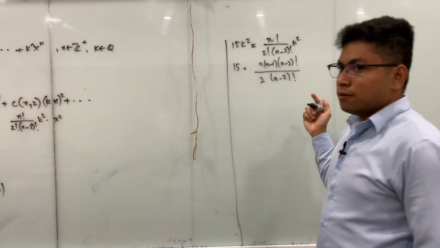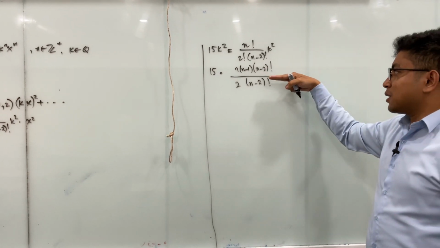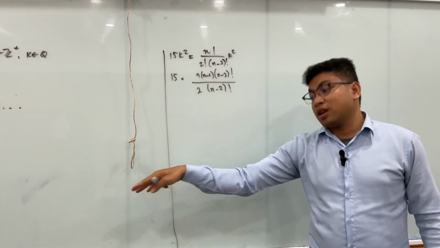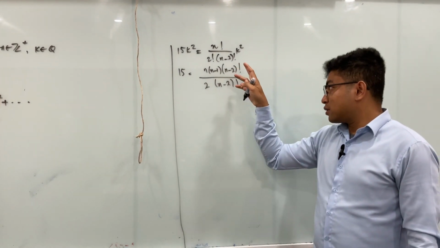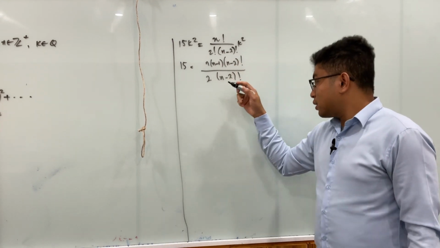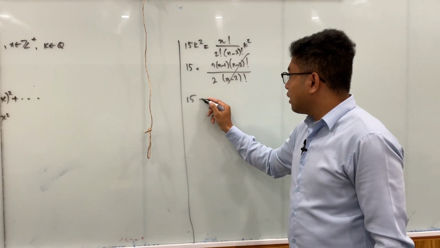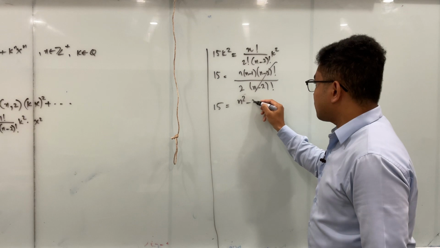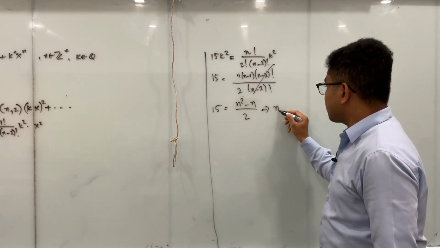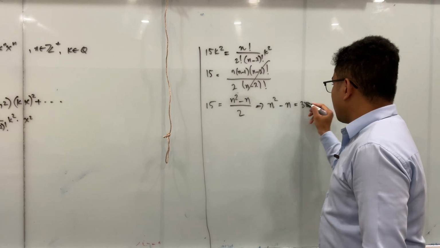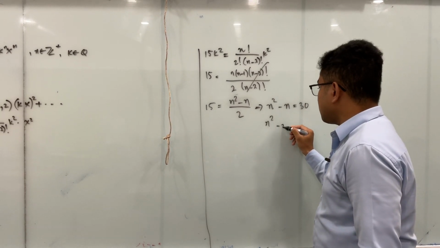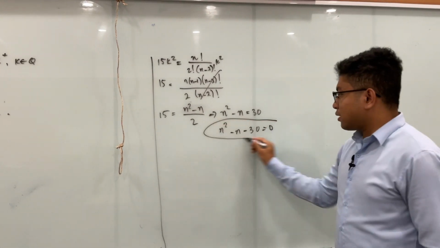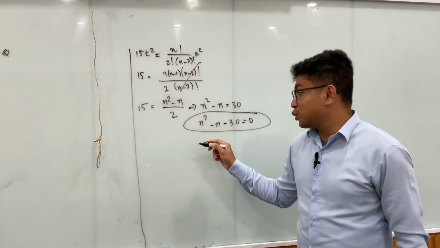You may be skeptical about why I expand like this, because like I told you, n factorial means n times (n minus 1) times (n minus 2), and so on until 1. But in this case I just stop at n minus 2 because I want to simplify it. So this can be simplified, and then we get 15 equals (n² minus n) over 2, and we can consider n² minus n equals 30. And we got a quadratic equation, n² minus n minus 30 equals 0.